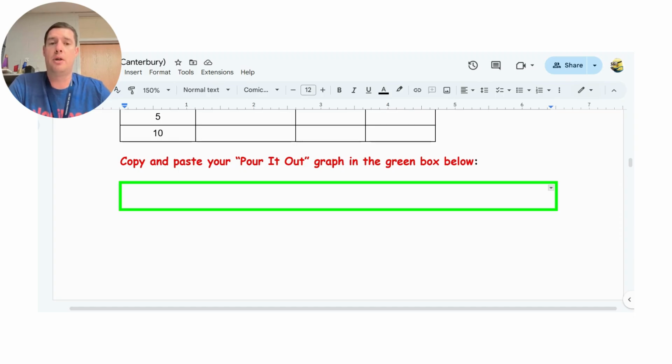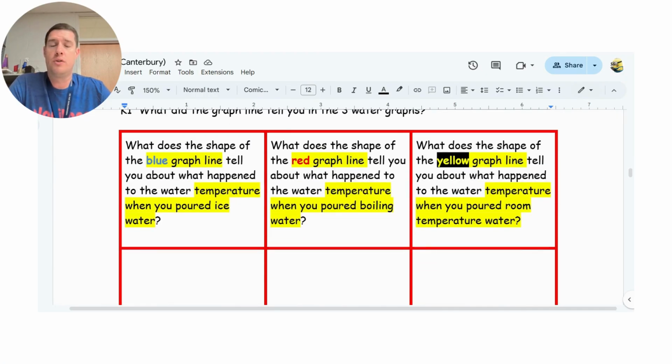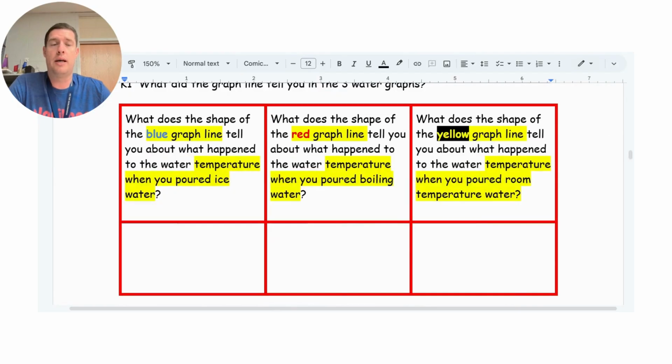Okay. In the green box here, it literally wants you to copy and paste your graph from the Pour It Out graph document. So go to your graph, just click it so that it's blue around all the edges of your graph, hit Control C, come back to this document, put your cursor right here and hit Control V. And you will paste a copy of your graph because you're going to want to see your graph at some points in time here to answer some of these questions. So right away, it starts with a question that is about your graph. So that's why we wanted you to have your graph there.